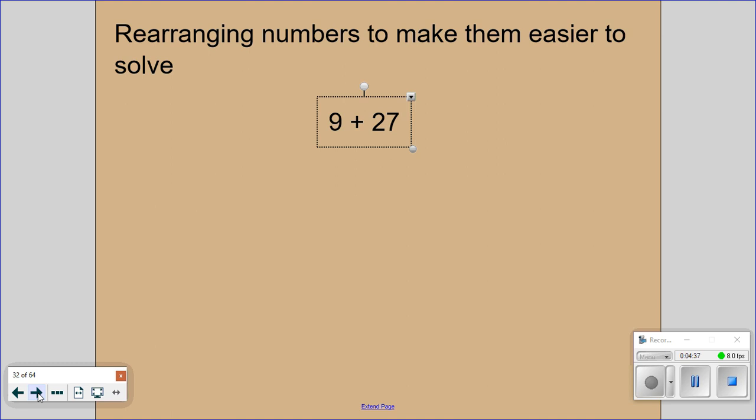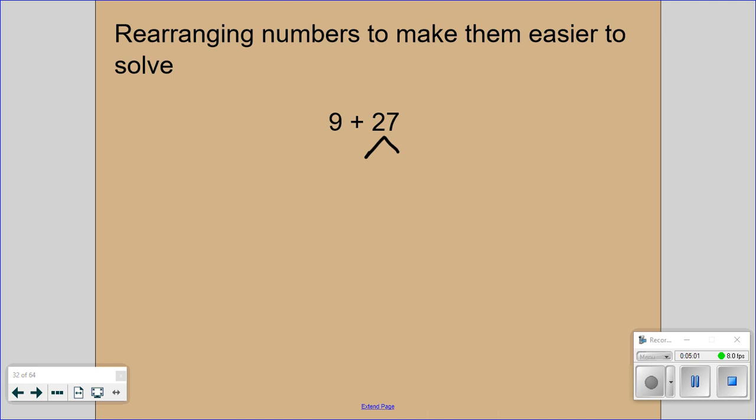Ooh, 9 plus 27. Go ahead and write it down, please. 9 plus 27. And then I want you to try to think about that make a 10 strategy when you're solving it.